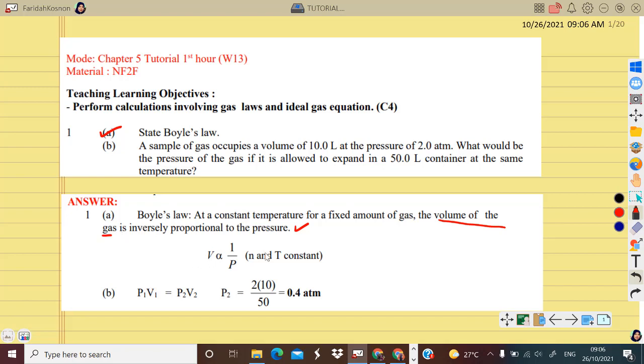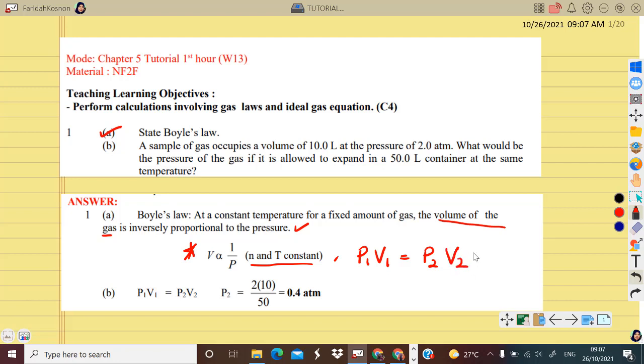Alright. And I suggest to you, selepas you tulis tu, you berikan dia punya relationship where the volume occupied by the gas is inversely proportional to the pressure at constant mole and temperature. And also you can write down the formula P1 V1 equals to P2 V2.